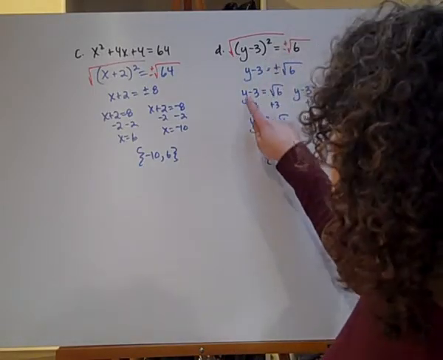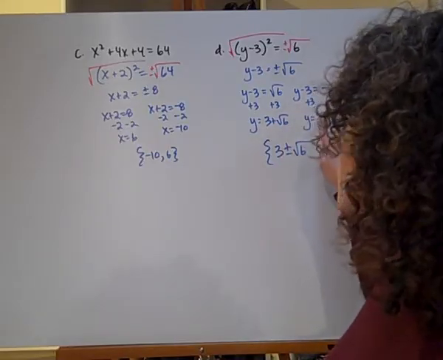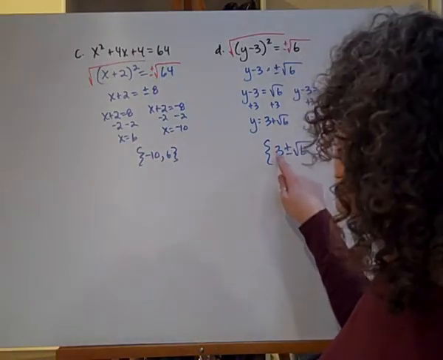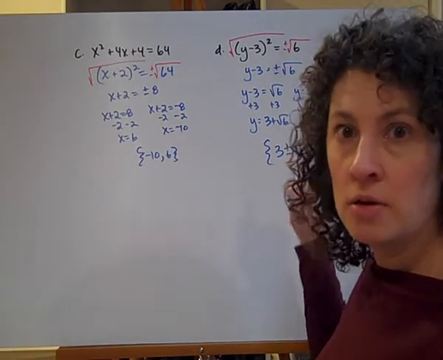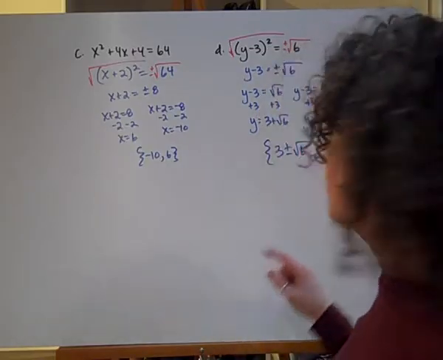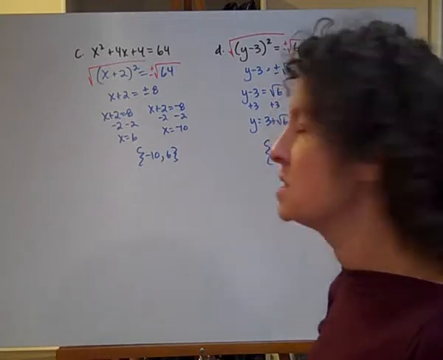So I add 3 to both sides, I get 3 plus the square root of 6. I add 3 to both sides, I get 3 minus the square root of 6. So I end up with two solutions here. One is 3 plus the square root of 6. The other is 3 minus the square root of 6. We like to get a little lazy because we've just done a lot of work. So you can totally write it as 3 plus or minus the square root of 6.